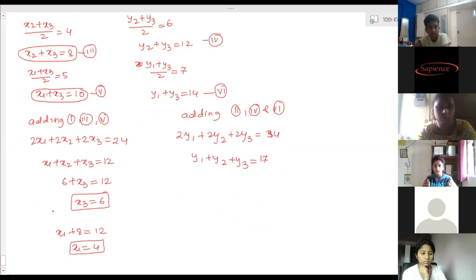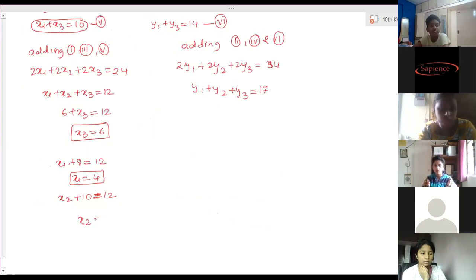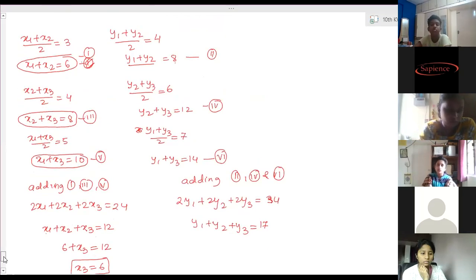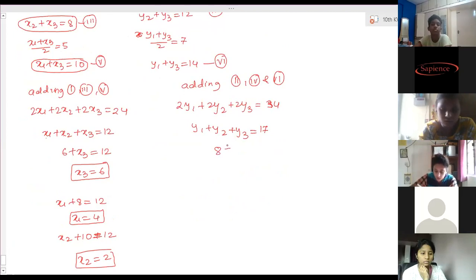And substitute this x1 plus x3, that is 10, so x2 plus 10 is equal to 12. So what is x2? It is 2. Got it, x coordinates? Similarly, here also we have to calculate: y1 plus y2 is 8. So 8 plus y3 is equal to 17. Y3 is equal to 9.